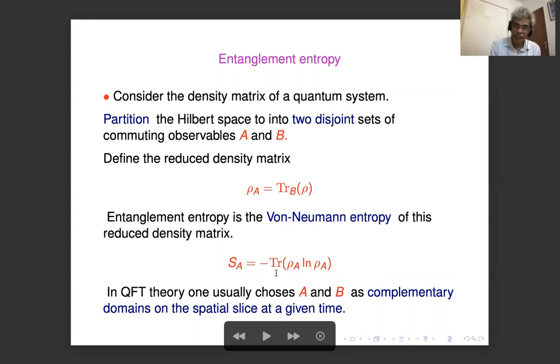As I said, in quantum field theory or in lattice systems or spin systems, one chooses a region A and B as complementary on a spatial slice at a given time. Like you have a line and you choose an interval as A and B as the rest of the domain.